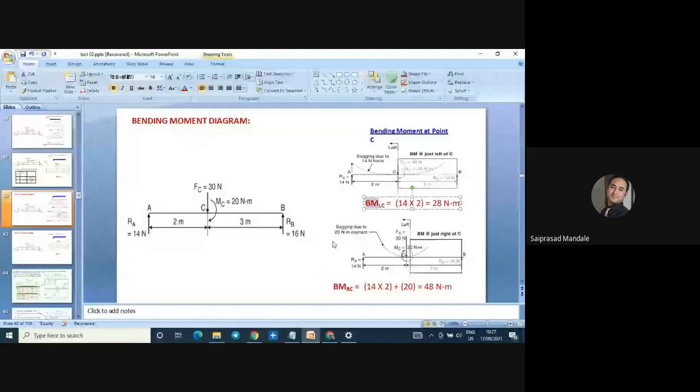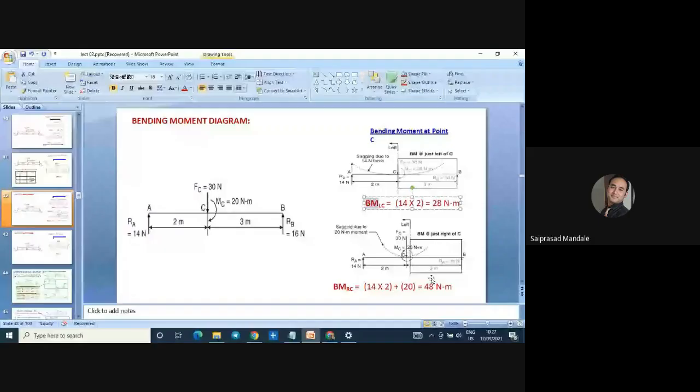Divya Hire. If the moment calculation at the point is clear to you, then please write clear in the chat box. Okay, great. So many clears are there.